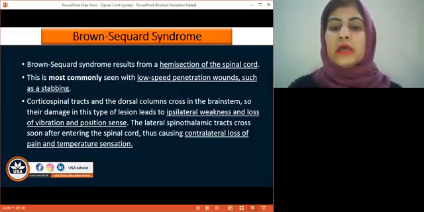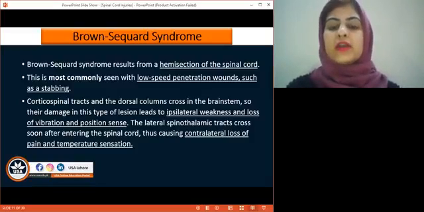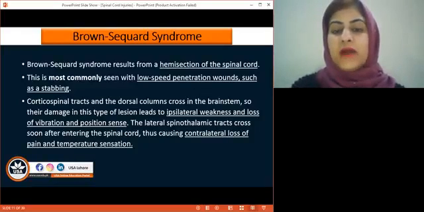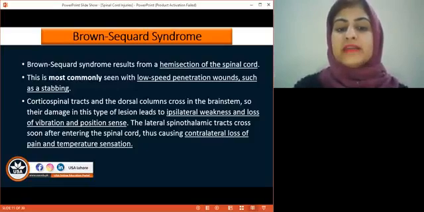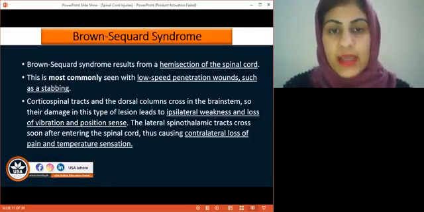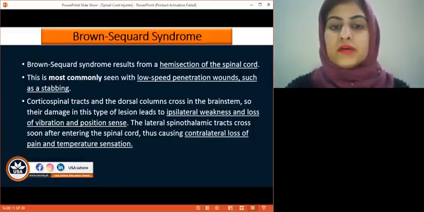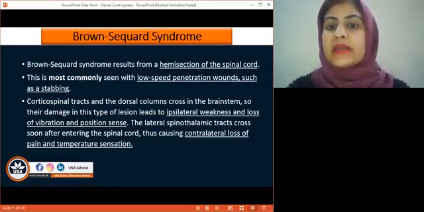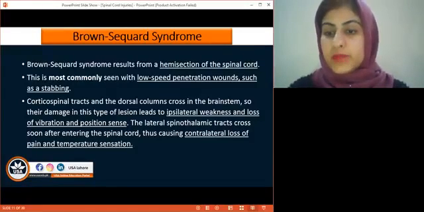So there is going to be weakness and loss of vibration and position sense on the same side of the lesion, while the loss of pain and temperature sensation will be on the opposite side of the lesion. And this type of syndrome is caused by a low penetrating wound such as stabbing, and this is because of the hemisection of the spinal cord.